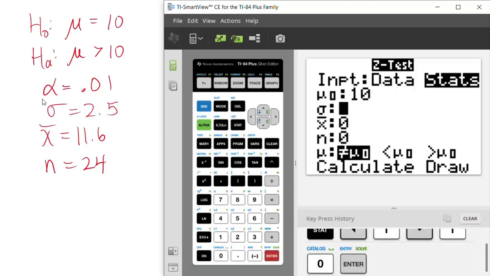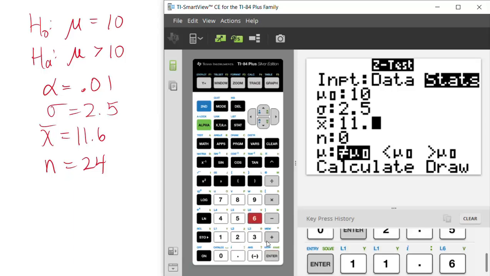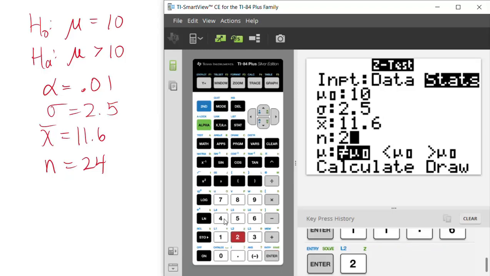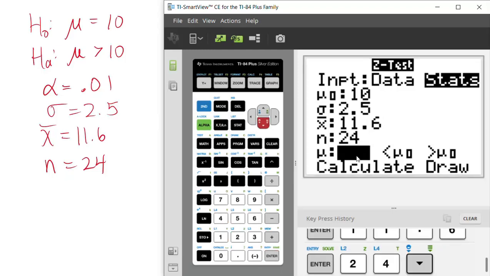Again, I jammed sigma in here because it asks for sigma before it asks for x bar and n. Sigma is 2.5, x bar is 11.6, n is 24. This last choice of input wants to know the symbol in the alternative hypothesis. The claim was that the mean exceeds 10 minutes, which is a greater than claim. So we want to choose the greater than symbol, which is the last option.